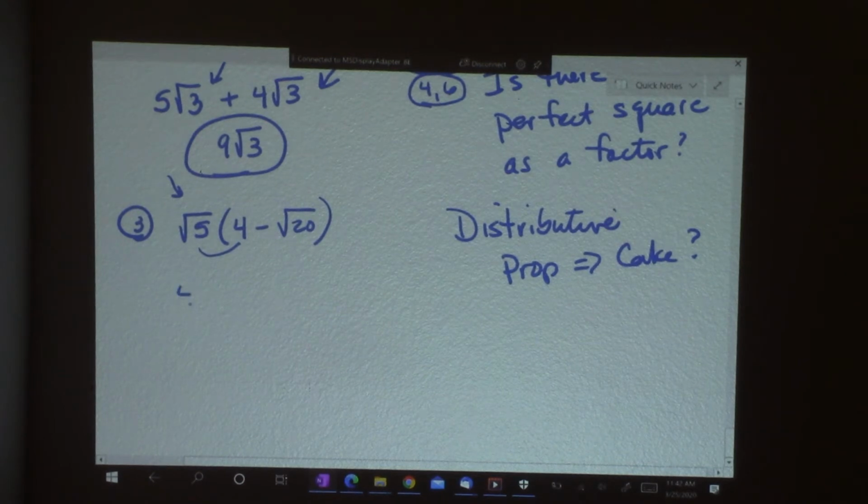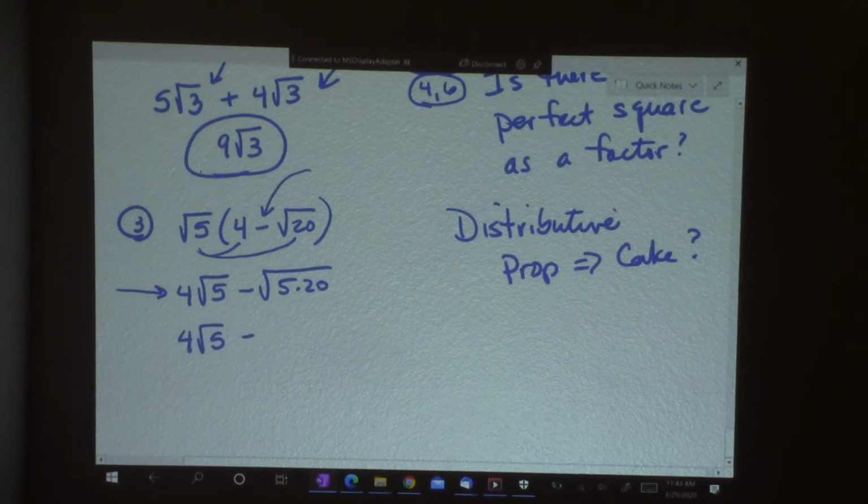And I'm going to write that as 4 square roots of 5, because remember my coefficient goes on the outside of the square root of 5. Okay, now I'm going to multiply the square root of 5 times the square root of 20. Be careful, I have a negative here. So I'm going to have minus the square root of 5 times the square root of 20. Remember, the first thing I do is put them all under the radical, multiply, and then take anything out. So I can't simplify this first term, it just stays there.